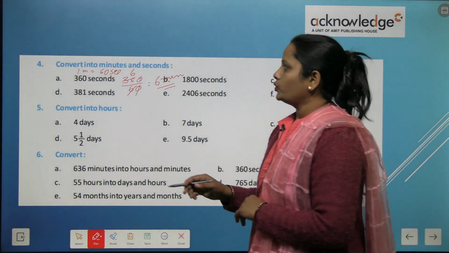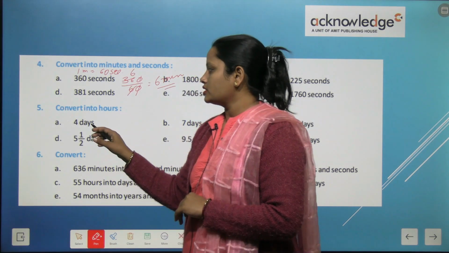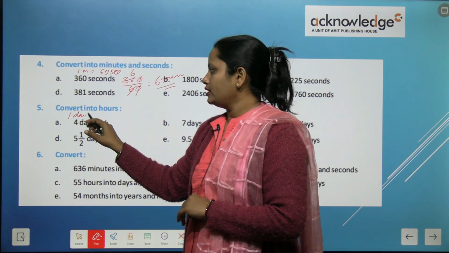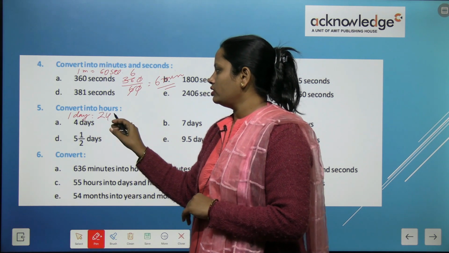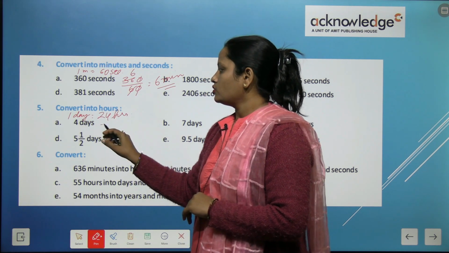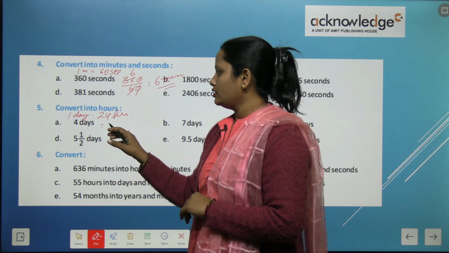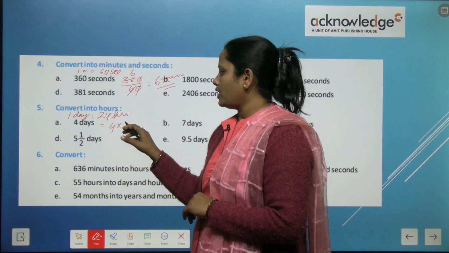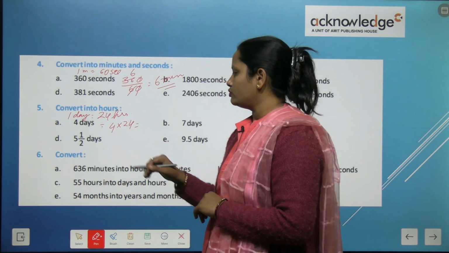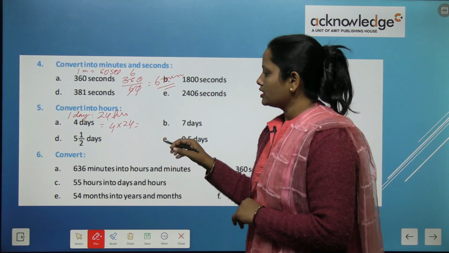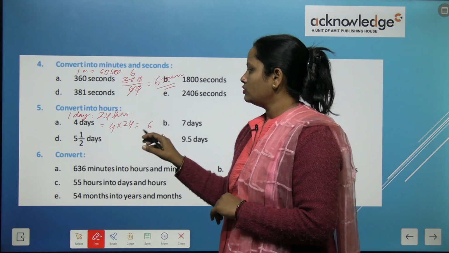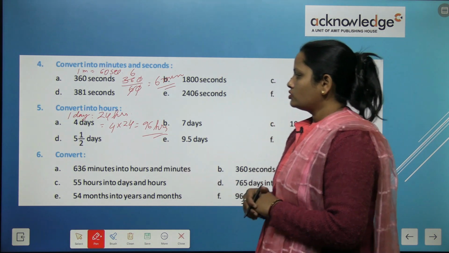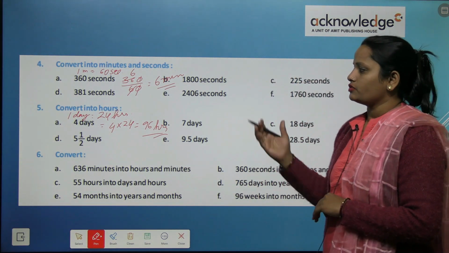Now let's move on to question number 5, convert into hours. So 1 day is equal to 24 hours. So here 4 days are given. We have to multiply this 4 by 24. So we will get answer as 96 hours. So there are total 96 hours in 4 days.